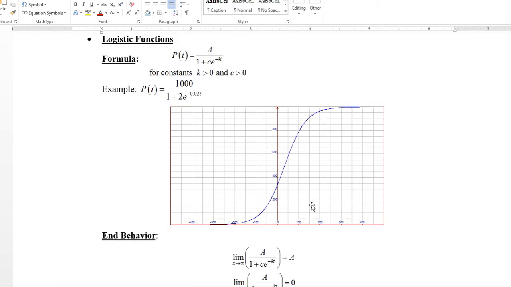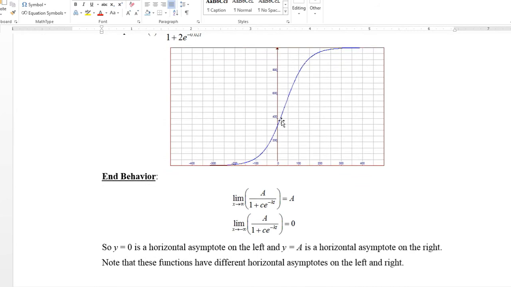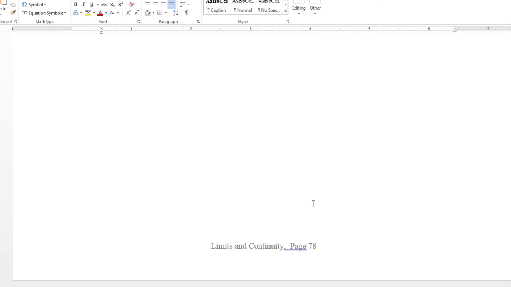But notice it has horizontal asymptotes on the left and right, but they're not the same. Rational functions, for example, if they have a horizontal asymptote, it's the same on the left and right. But here's an example where you have horizontal asymptotes on both left and right, but they're not the same. Okay, let's stop there for this video.